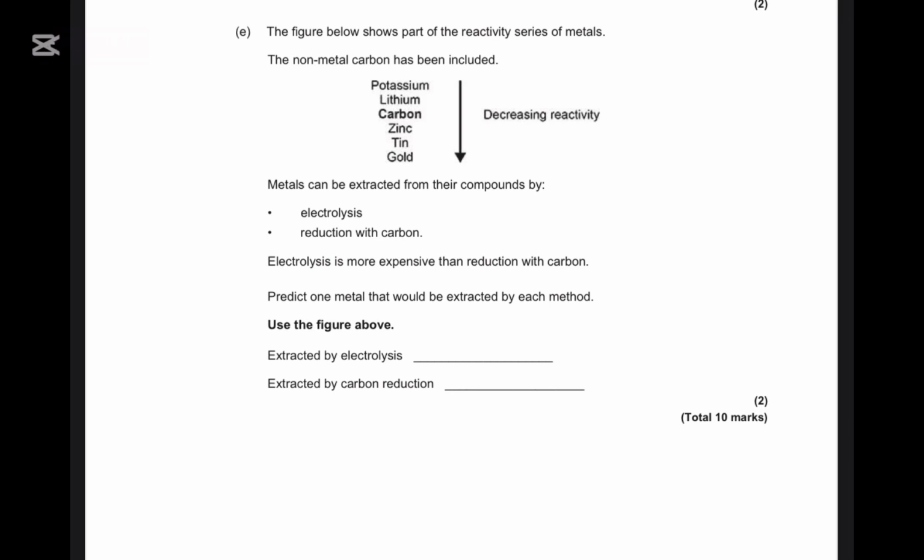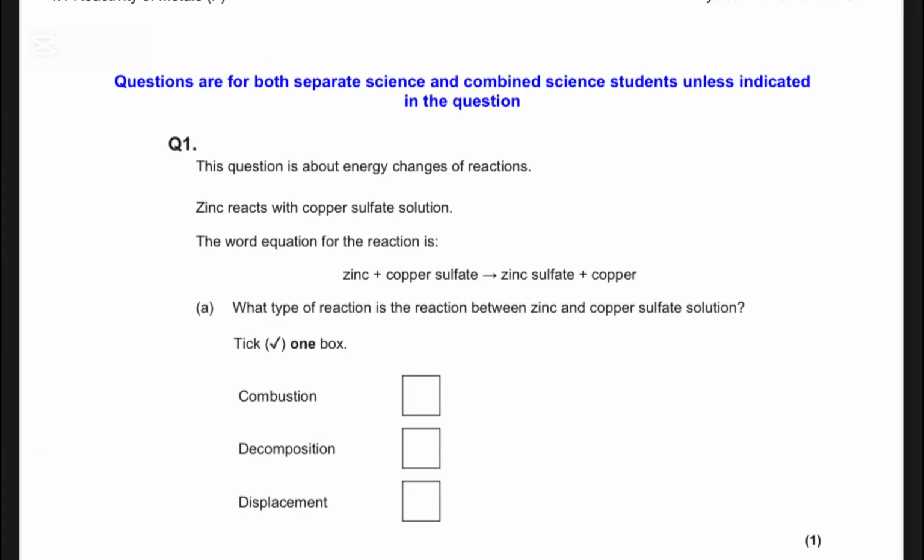Now let's go to the next question on our list. This question says the question is about the energy change of reaction. Zinc reacts with copper sulfate solution. The word equation for the reaction is: zinc reacting with copper sulfate produces zinc sulfate and deposits copper. What type of reaction is the reaction between zinc and copper sulfate solution? This is way too easy. I just stated earlier, this is a displacement reaction. Yeah, that is a displacement reaction.